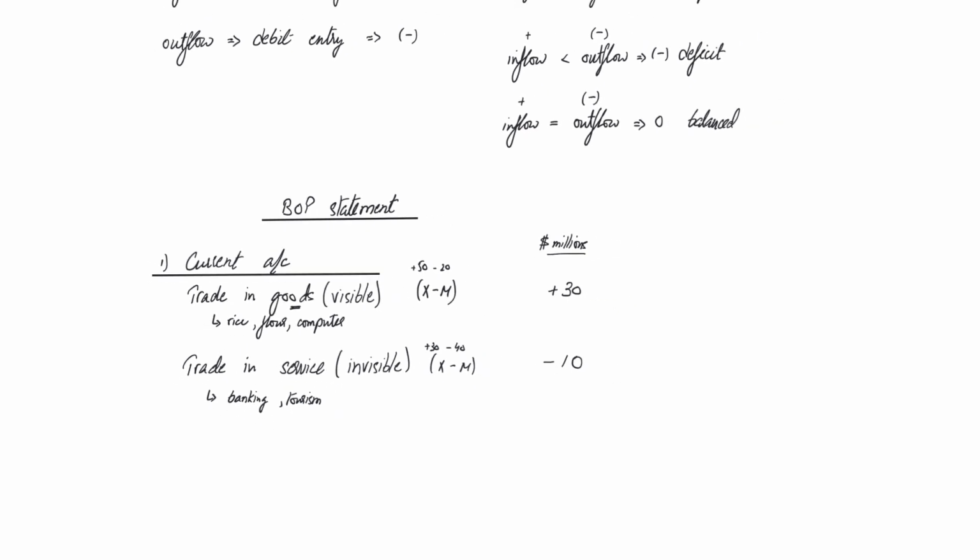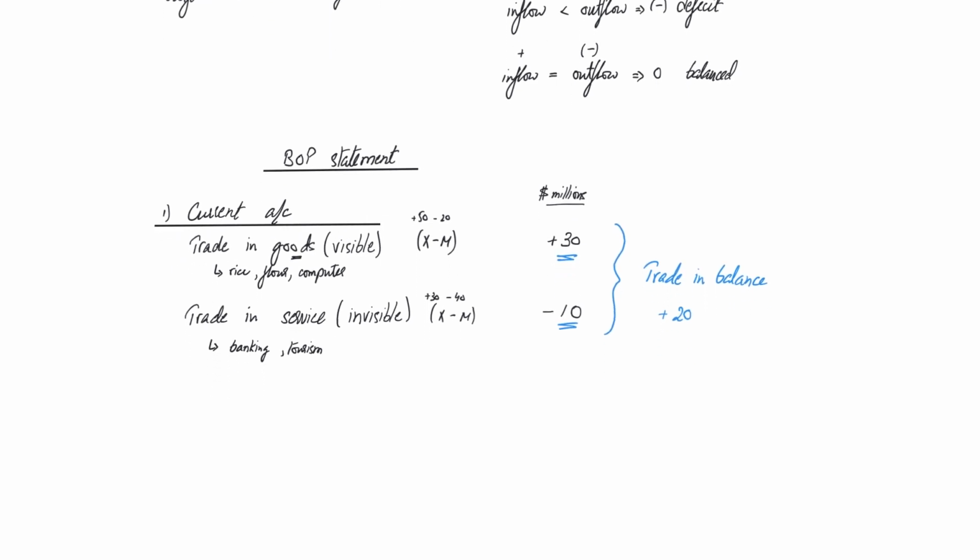So many times they're going to use the short of it, they're going to include both of them together. That's called trade balance. Trade balance means the net effect of trade in goods and trade in services, which is about 20 million plus ke andar. So the trade balance is showing a plus 20. Okay, so that's trade in goods, trade in services.